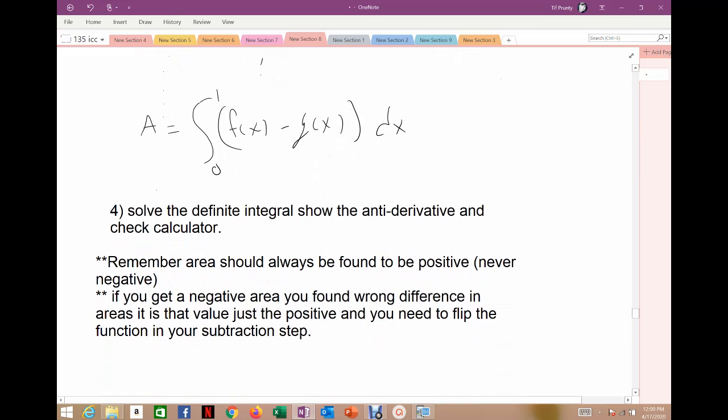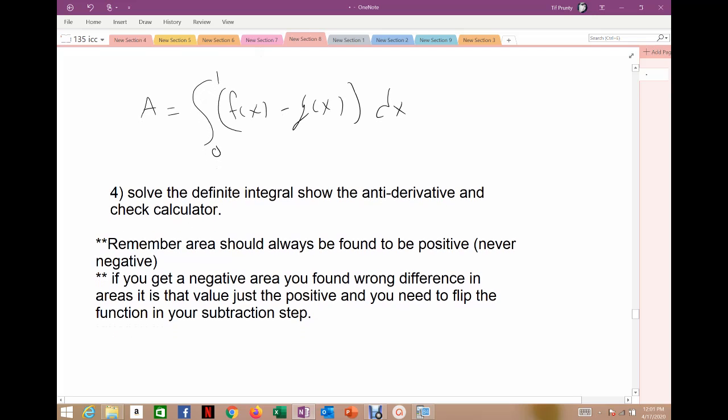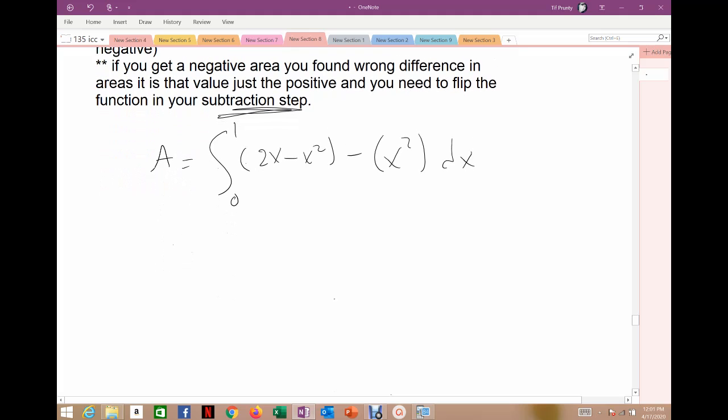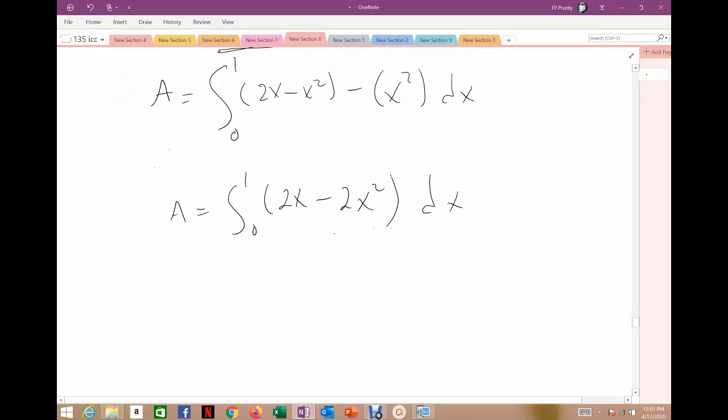So solve the integral, show the antiderivative, and if you need to, you can check on the calculator. Area should always come out positive, never negative. If it comes out negative, it probably means there's something wrong with your subtraction step. So now I'm going to solve it. I'm going to set up my area integral from 0 to 1. f of x was my bigger function, which was 2x minus x squared, minus g of x, which is just x squared. I'm going to simplify that because it's easier to plug into the calculator: the integral of 2x minus 2x squared with respect to x. I'm going to solve this one completely by hand, and then I will check it on the calculator.